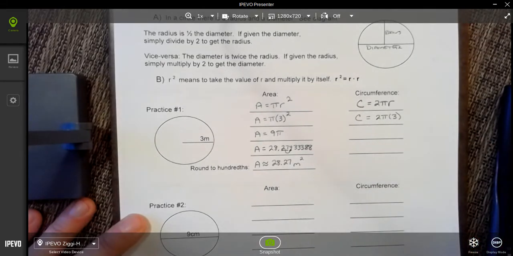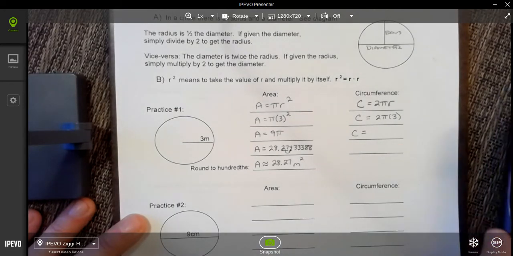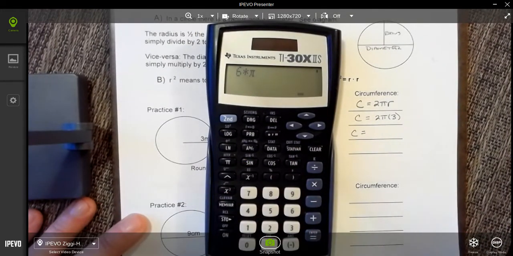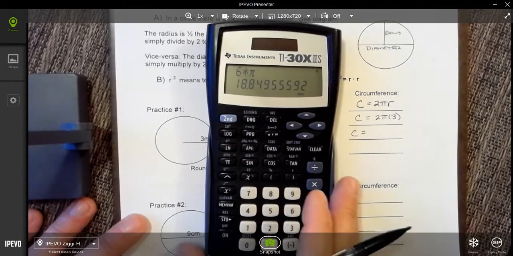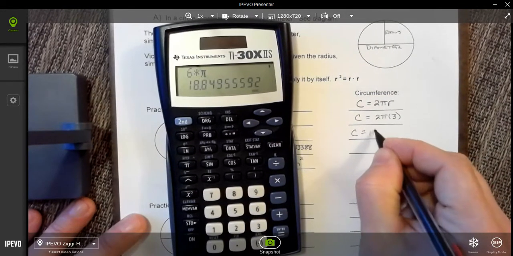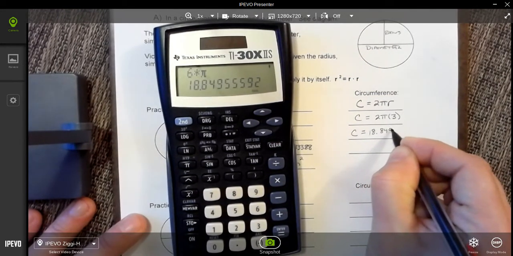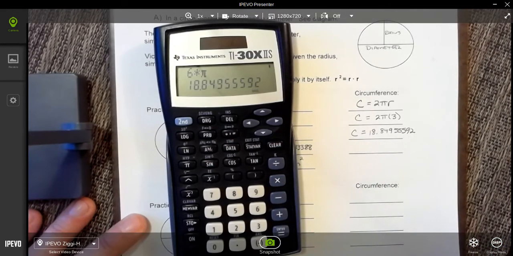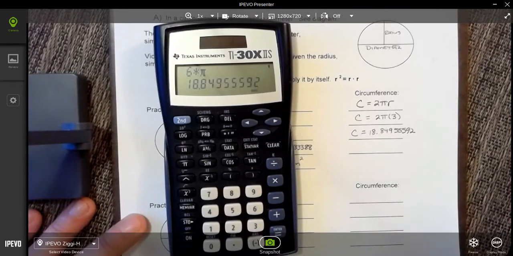Okay. And now I'm ready to do all of that multiplication. So I'm going to do 2 times 3, which I know is 6, and then 6 times pi on my calculator. 6 times pi. And again, I'm going to write out all of these numbers. 18.8495592. And then just like I did with the area, I'm going to round this one to the hundredths place.